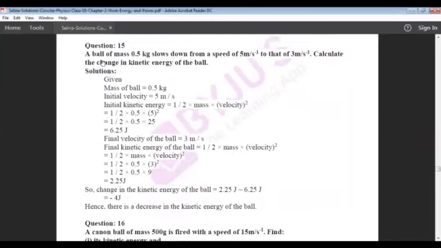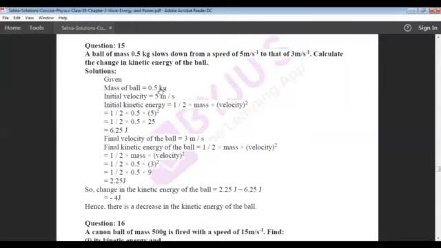Next one. A ball of mass 0.5 kg slows down from a speed of 5 meter per second to that of 3 meter per second. Calculate the change in the kinetic energy of the ball. Definitely in this case there will be a decrease in the kinetic energy, so we need to find the decrease in the kinetic energy of the ball.